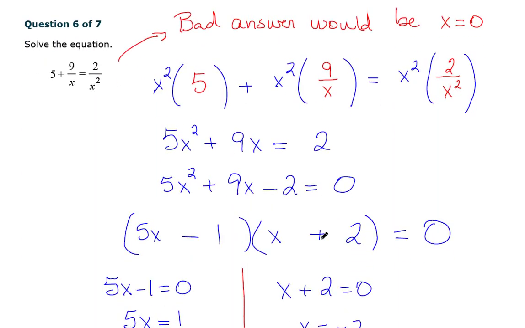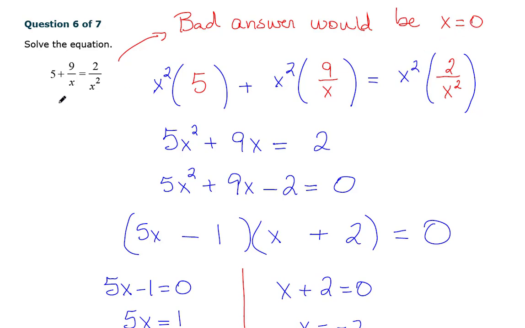Question 6. Let's see. Same situation. Nothing really to factor. It's already about as easy as it's going to get. What would be bad? What answer don't I want to get for x? Well, let's see. I don't want to get 0. 9 over 0 would be undefined. 2 over 0 undefined. So I don't want to get 0.